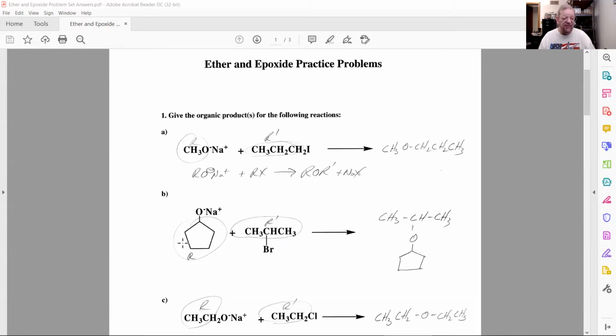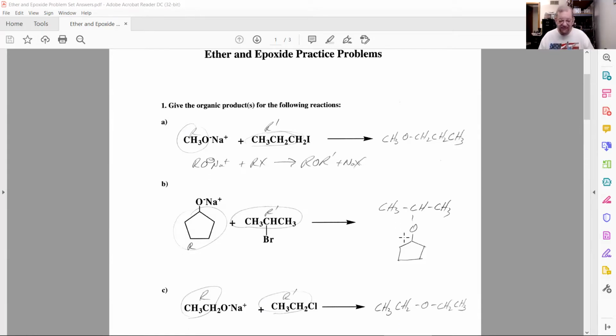What's R? The cyclopentane ring. What's R prime? This isopropyl group. The oxygen here, the O minus, bonds to the carbon with the halogen in the ether. And therefore, this is the ether you get.